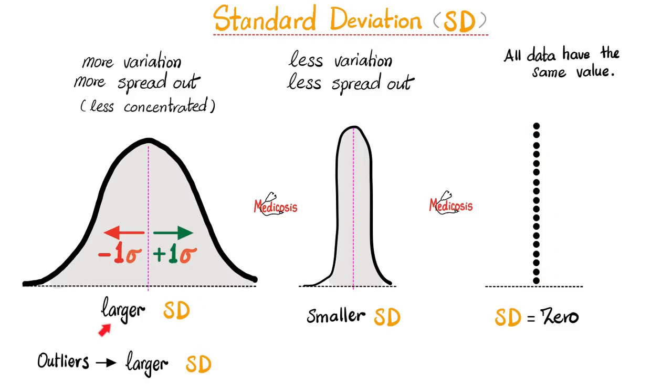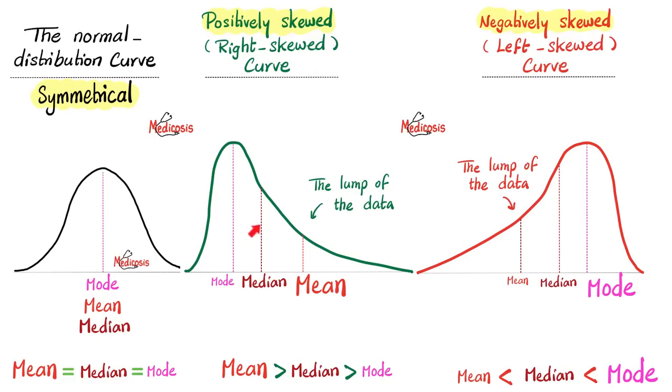When the standard deviation is larger, the data is more spread out. When the standard deviation is smaller, the points are less spread out. More concentrated, less concentrated. The presence of outliers can widen your standard deviation. Do you remember the shapes of the graphs? This is a symmetrical normal distribution curve. This is a positively skewed curve. Remember, we look at the tail. Forget the hump. Look at the tail.